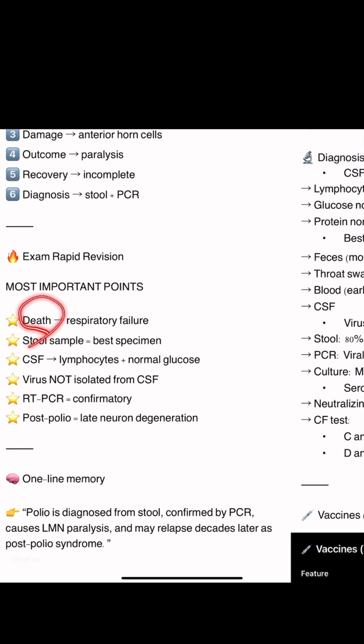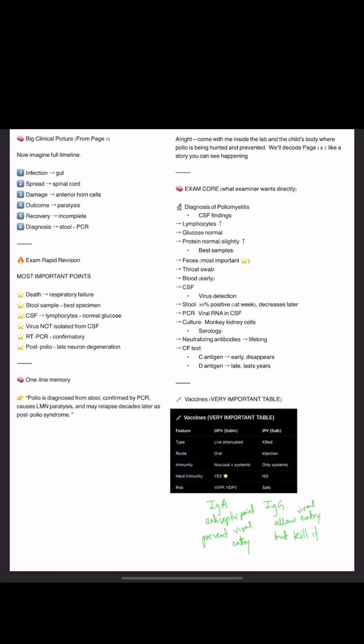Most important points: death is due to respiratory failure, stool sample is the best sample, CSF lymphocytes are there, normal glucose, increased protein, and virus is not isolated from CSF because of its lesser amount. RT-PCR is confirmatory. Post-polio is late neuron degeneration. Why? Because of the load. It has been working for a long time.